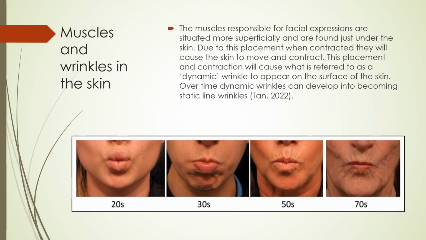So again, taking part from the assignment, the muscles are responsible for contracting and making facial movements or expressions. Where they are placed, because they are quite superficial, they will pull on the skin and will cause this wrinkling of the skin. Sometimes they might just be dynamic wrinkles, so you only see them when that muscle is contracting, or obviously over time these dynamic wrinkles will become static lines.